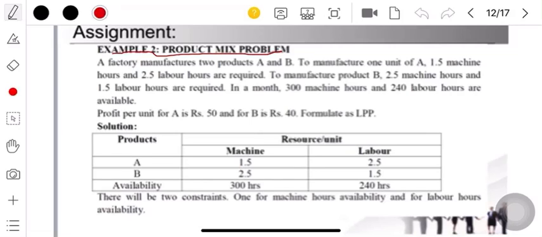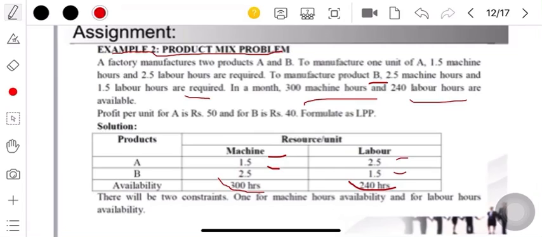A factory manufactures two products A and B. To manufacture 1 unit of product A, 1.5 machine hours and 2.5 labor hours are required. To manufacture product B, 2.5 machine hours and 1.5 labor hours are required. In a month, 300 machine hours and 240 labor hours are available.